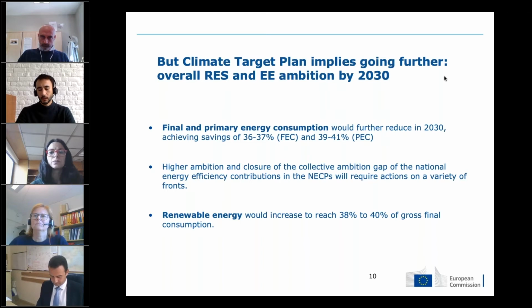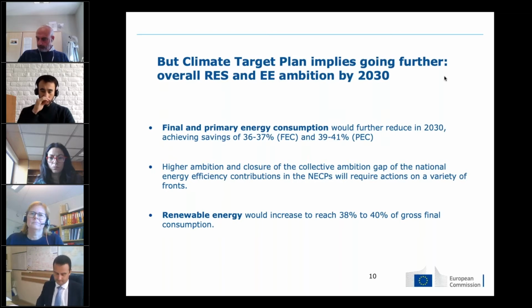So basically, now that we have a more ambitious target for 2030, just as a reminder, the target used to be minus 40% of GHG emissions. Now it's minus 55. So of course that implies that we need to go further for both renewable energy and energy efficiency. For instance, for energy efficiency, we would need to decrease consumption by between 36 and 41%, depending on whether you are talking about final energy consumption or primary. And for renewables, we would need to increase to between 38 and 40%.